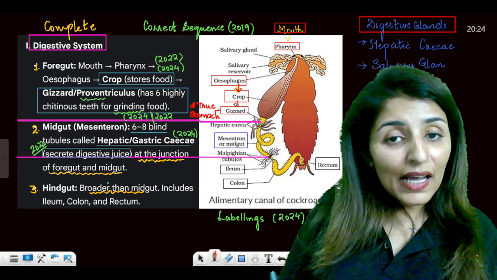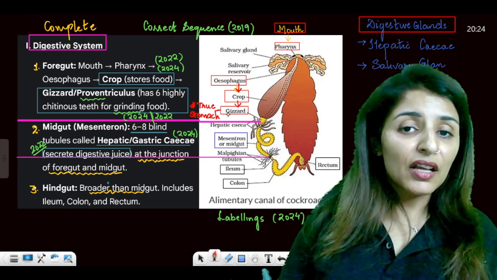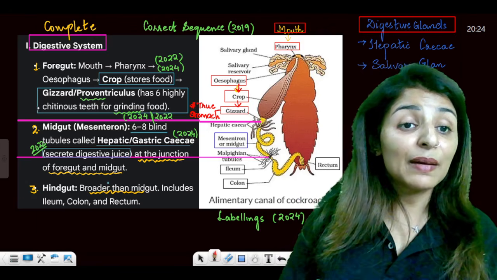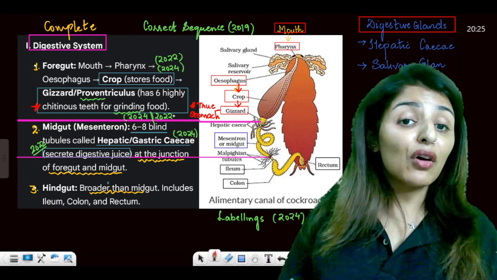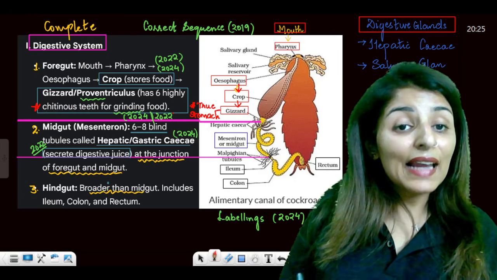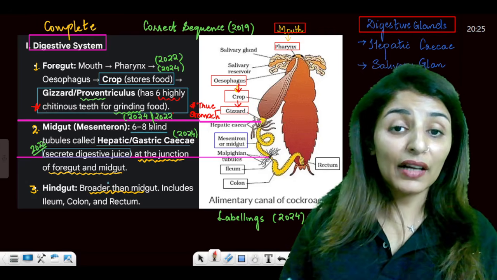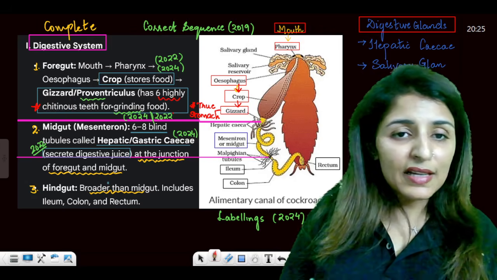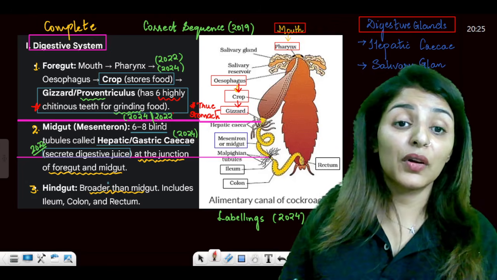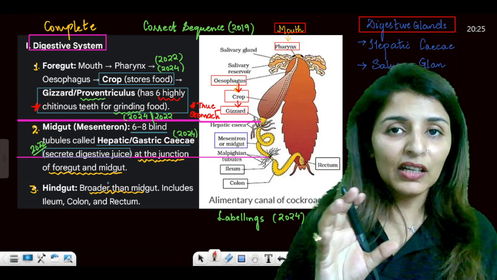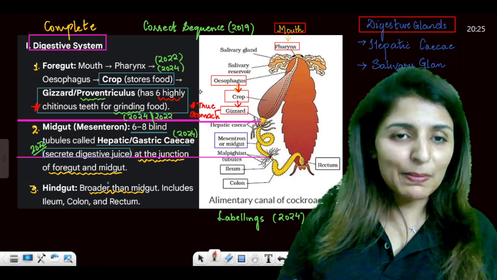Then the crop gradually leads into the gizzard. So food from the crop will slowly move into the gizzard, and the gizzard is that part where grinding of food is going to take place because of the presence of 6 highly cuticular teeth for grinding. Gizzard is also known as proventriculus, so either name can appear in the exam, and this question was asked in 2024, 2022. Now these 2 points, crop and gizzard, are very, very liked topics by NTA.